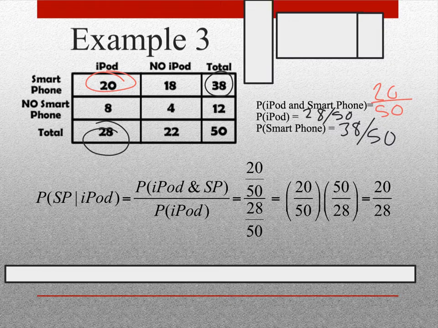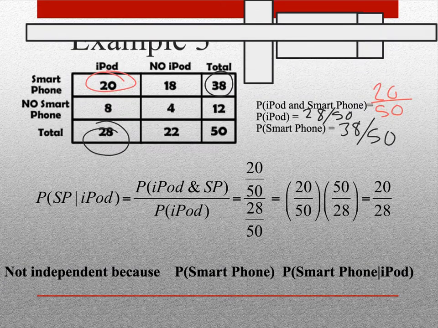Now, what does that tell us here? Well, what's the probability of a smartphone? 38 out of 50. 38 out of 50. Is that the same as 20 out of 28? I think not. So the probability of a smartphone and the probability of a smartphone given it's an iPod are not equal. Thus, they are not independent. One affects the other.